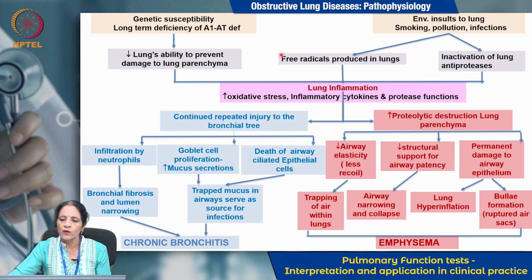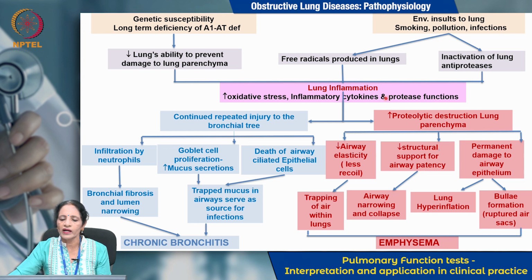lung parenchyma, whereas environmental insults to the lung will lead to increased production of free radicals in the lung and also inactivation of the lung antiproteases because of infection and smoking, which leads to accumulation of neutrophils, which release the proteases. And these three together, that is decreased lungs' ability, free radicals and inactivation of lung antiproteases, will lead to lung inflammation where there is increased oxidative stress, inflammatory cytokines and protease function.